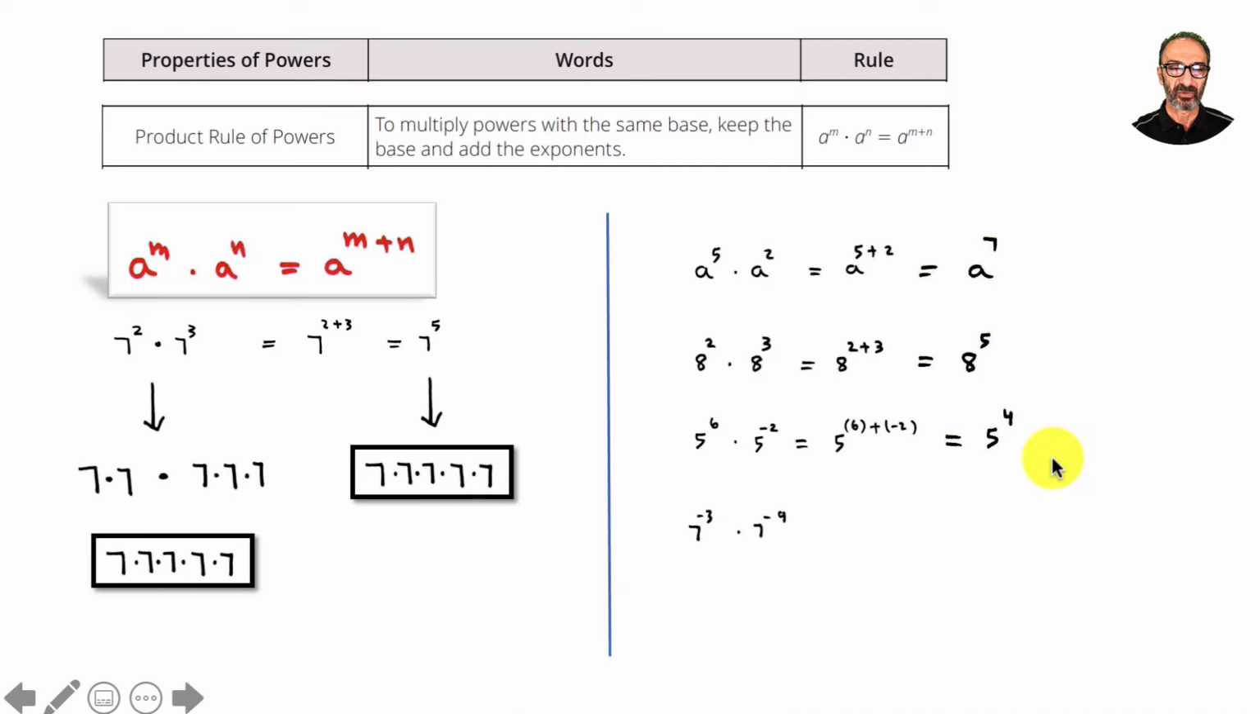7 to the power negative 3 times 7 to the power negative 9. Add the exponents and you end up with negative 12 as an exponent. Last one, 10 to the power negative 5 times 10 to the power 6 will end up 10 to the power 1. 6 and negative 5 is 1. Let's jump to the second rule.